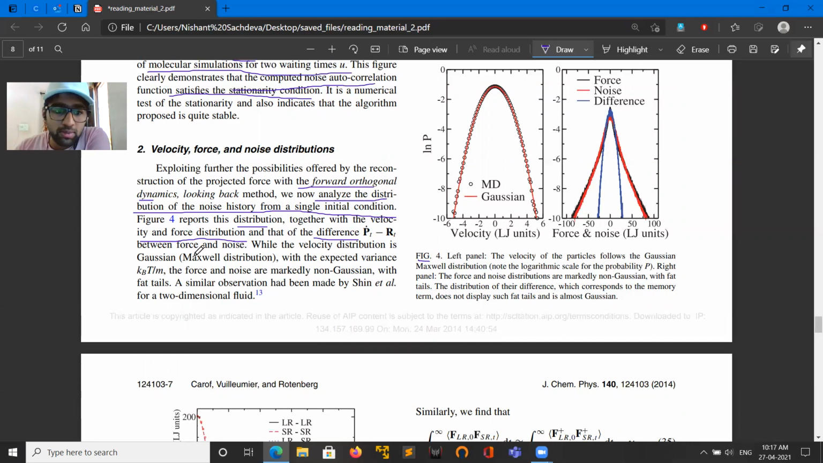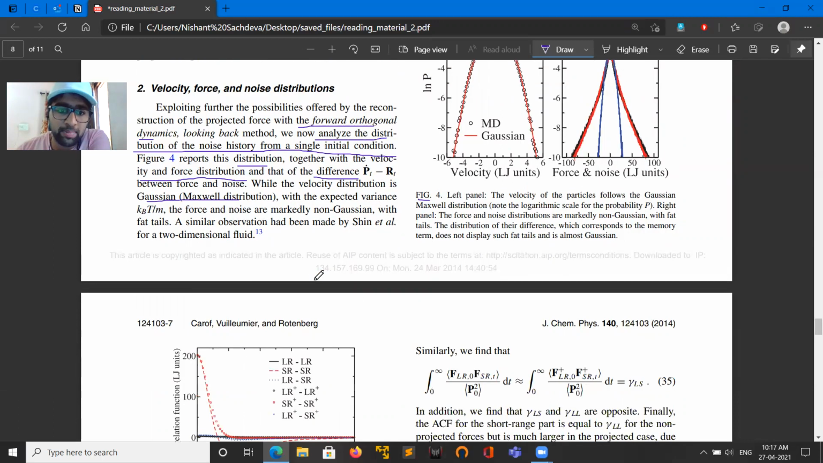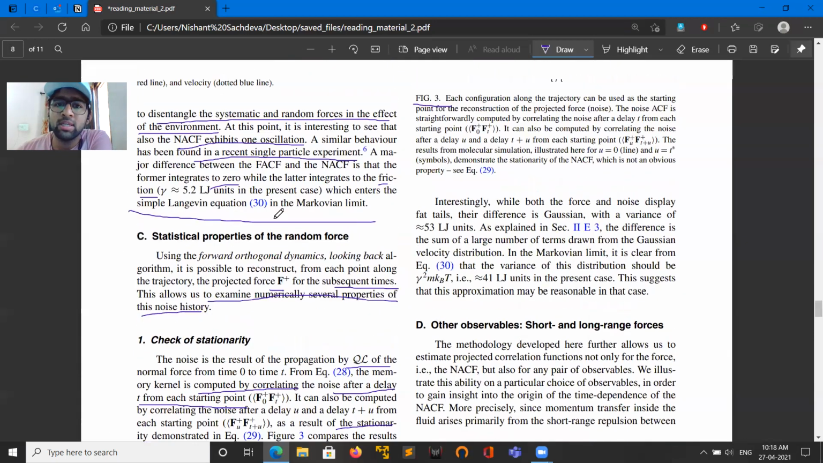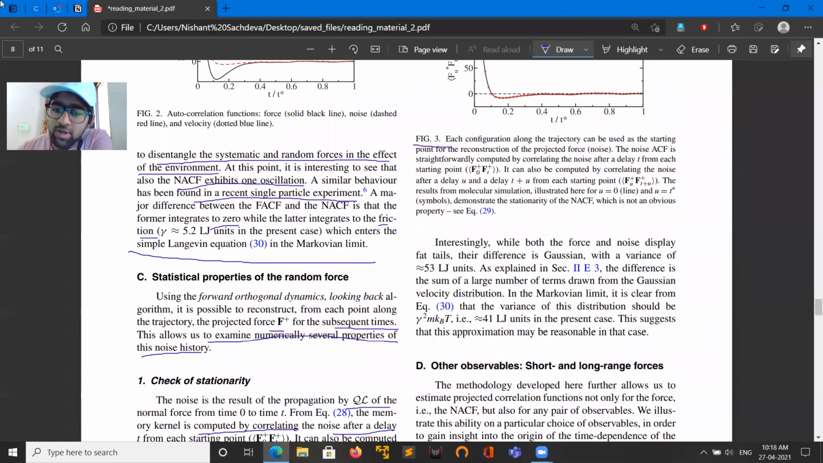While the velocity distribution is Gaussian, with the expected variance kBT/m, the force and the noise are markedly non-Gaussian. That's what we said before, we can have wider tails. That's happening here as well, with fat tails. A similar observation had been made by Sheen et al. for a two-dimensional fluid. Interestingly, while both the force and noise display fat tails, the difference is Gaussian.